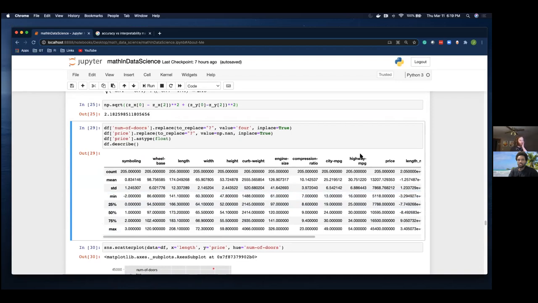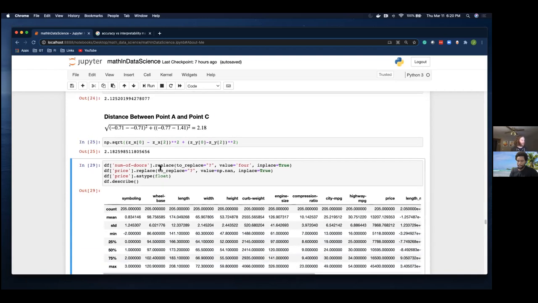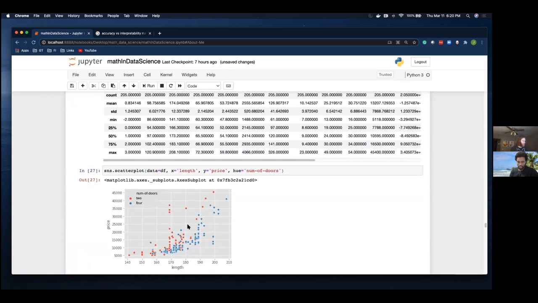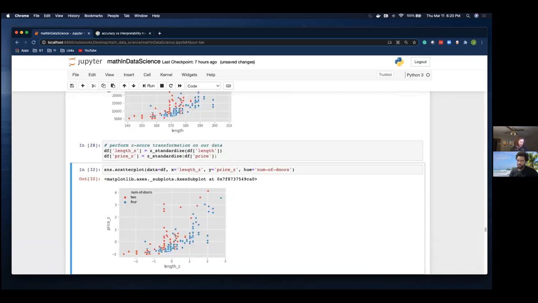Cool. Let me get back into this. We went over using Z-score on this fake data that I made up. Now going back to this car data set, I'm going to be using length and price. I'm going to be using K-nearest neighbor here, and we see that length and price are on different scales. So I'm going to need to do a Z-score transformation on it to make sure that everything's treated equally. So I'm going to do a Z-score standardization on length and price. And after I run that, you now see that everything's on the same scale.